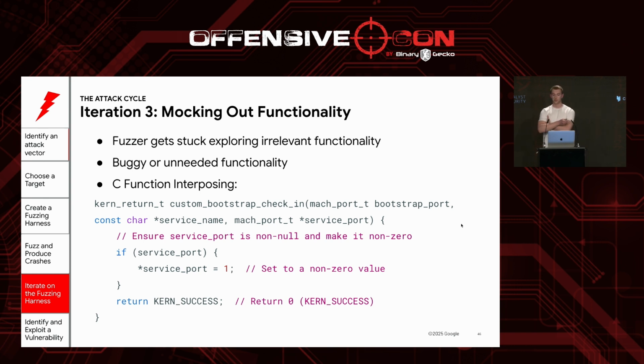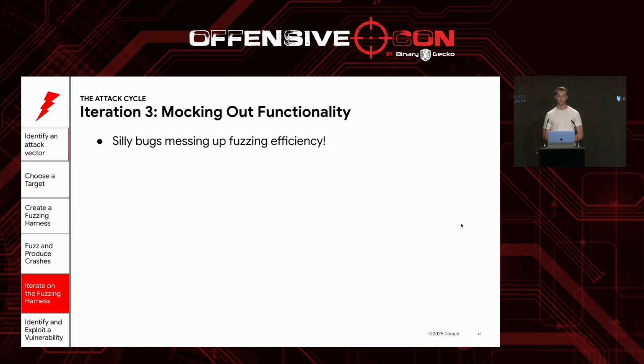Another harness iteration that I made was mocking out functionality that wasn't important or was even buggy, but not security relevant. One way you can do this is through C function interposing, and the example I used this for was overriding the bootstrap check-in method. I was getting issues with my harness because it was trying to register the audio HAL-D service again, and since that was already running, we were getting some errors that we obviously needed to address. So we can create a custom bootstrap check-in that basically just tells it, hey, everything's good, return success, and we don't have that issue anymore.